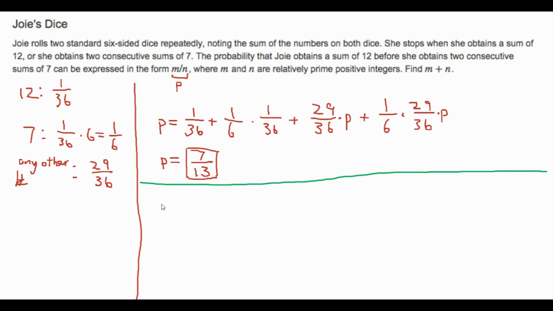So in this solution, for convenience, I'll just let rolling a 12 be A, rolling a 7 be B, and rolling any other number be C. So let's think about it like this. If we roll any other number, then we've just returned back to our original problem. So what if we just considered what happens in the end game?